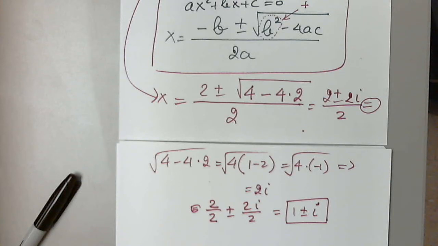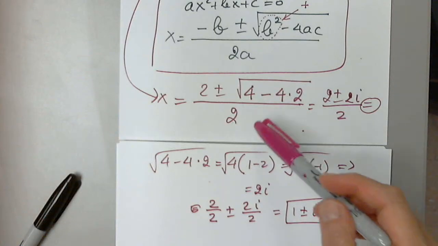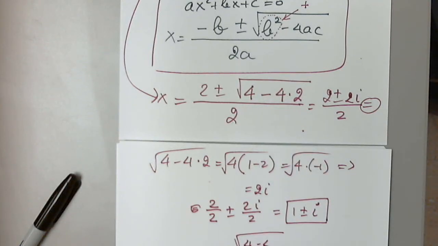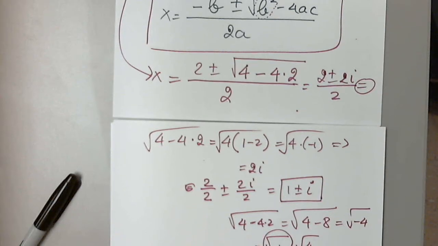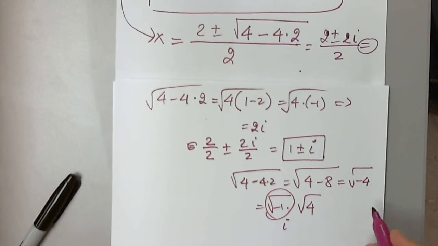Any questions on this? How did you get the 2i? Yes. So this is the square root of 4 minus 4 times 2. I show this because I will apply it for other numbers, right? So this is the square root of 4 minus 8, which is the square root of -4. And this is the square root of -1 times the square root of 4. And this is the i, the imaginary unit. And that's how we get the 2i. Any questions?